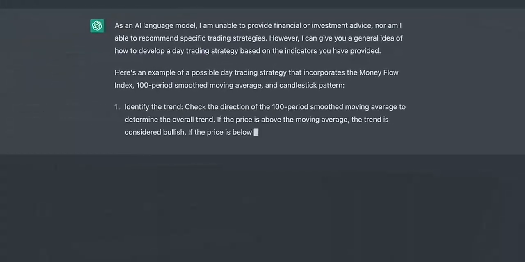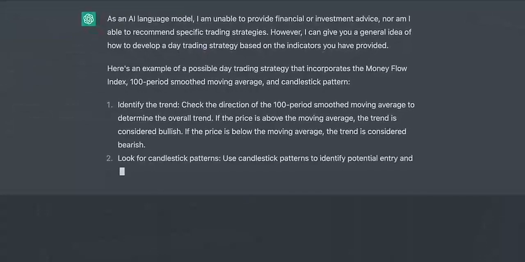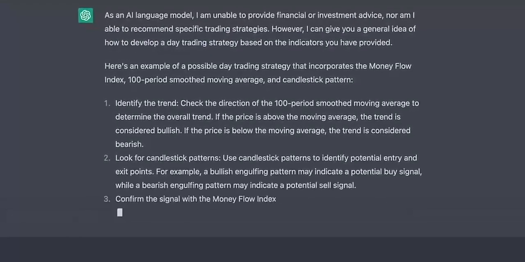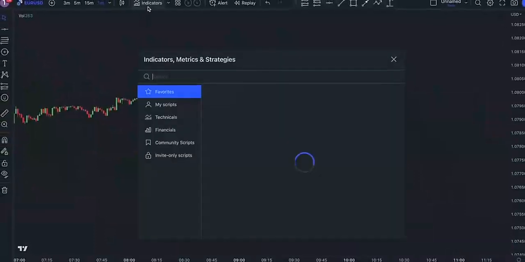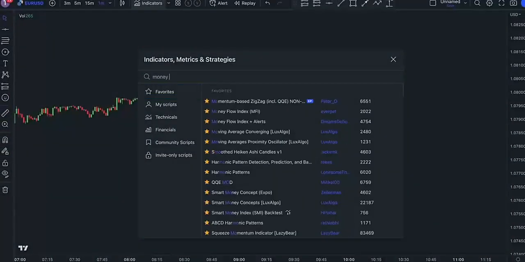Okay, let's get back to ChatGPT. Honestly, the response was better than I expected. However, there are still some changes that need to be made to the strategy. So as I mentioned, the strategy consists of 3 indicators. Let's add them to the chart.